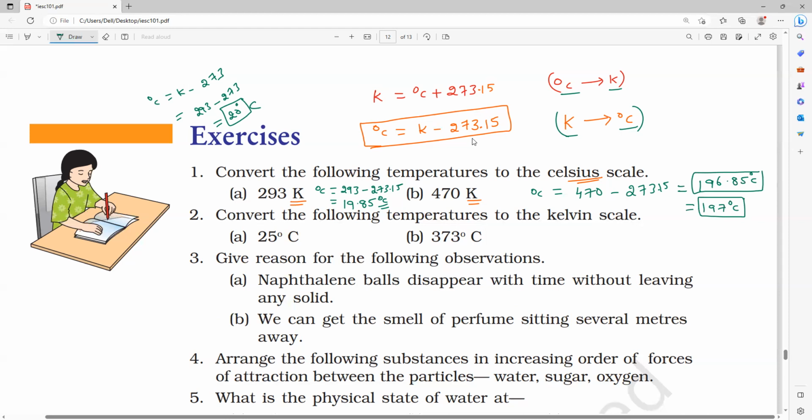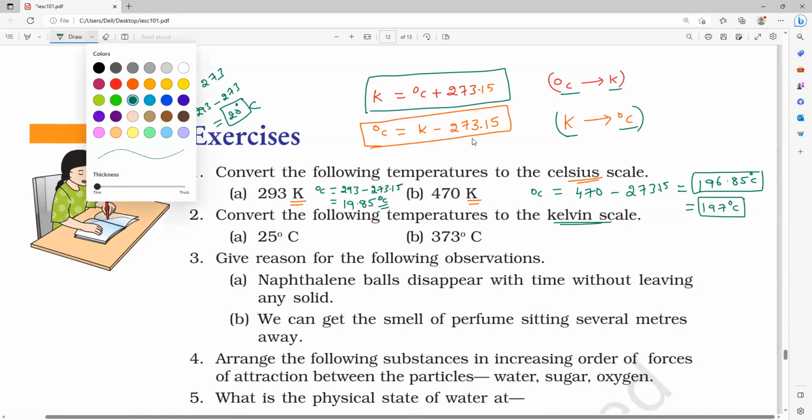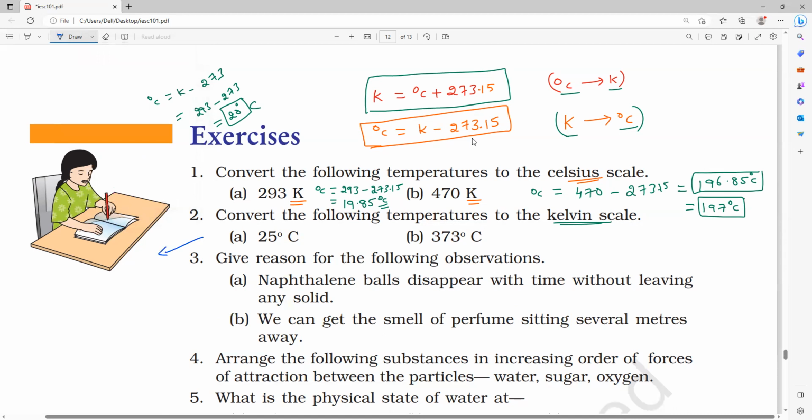Second question: convert the following temperatures into Kelvin scale. So do we have to use the first relation or the second relation? First relation. Very good. Proceed fast now. 25 degrees Celsius. So Kelvin is equal to 25 plus 273.15. That's all. What is the answer? 298.15 Kelvin.